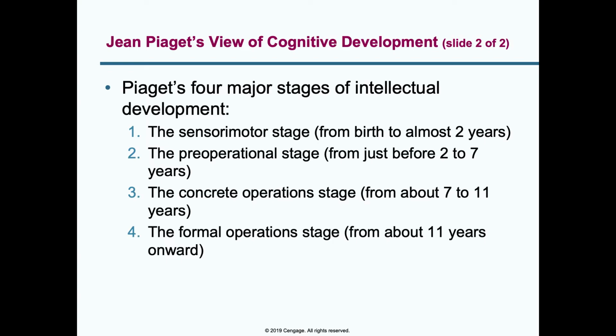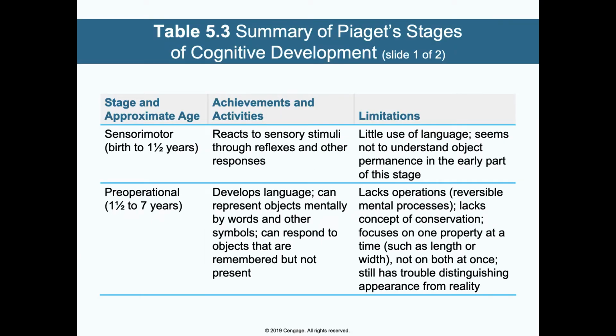But remember, those ranges are not absolute, but someone can't start concrete operations and then go back to sensory motor. It doesn't work that way. They have to go in the same order. Another informational piece about the formal operation stage is that not everyone reaches that. Even though it's from about 11 years onward, not everybody reaches that stage, okay? The next few slides give some great information on each of these stages, so let's take a look at each of them. Let's start with sensory motor.